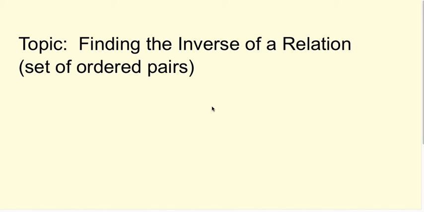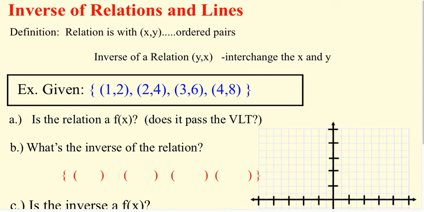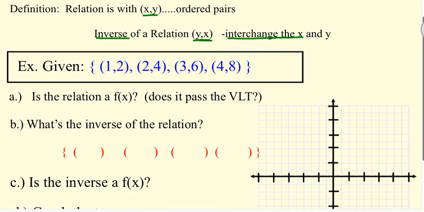This video focuses on finding the inverse of a relation, and we're going to start off by finding the inverse of a set of ordered pairs. So the first thing we want to identify is what is an inverse. The definition of an inverse is interchanging our x and our y of our ordered pairs. So if we have an ordered pair x, y, and we want the inverse of it, we just interchange the y, comma, x.